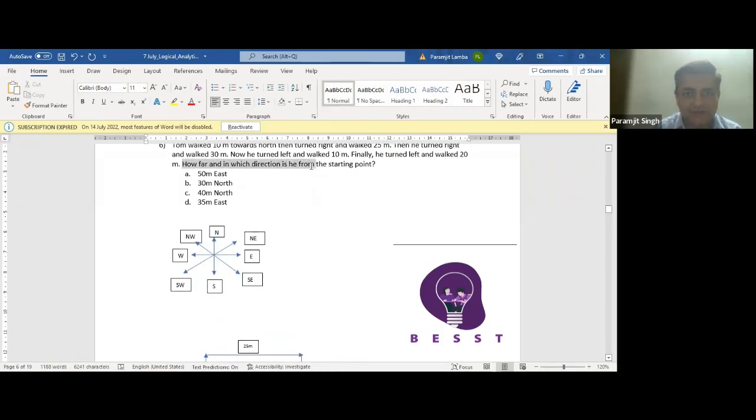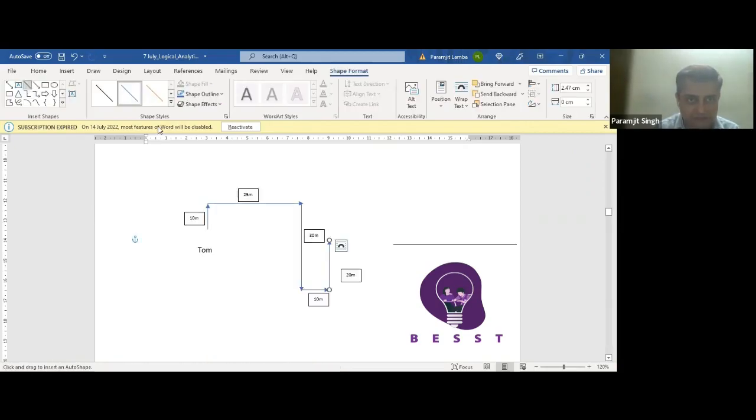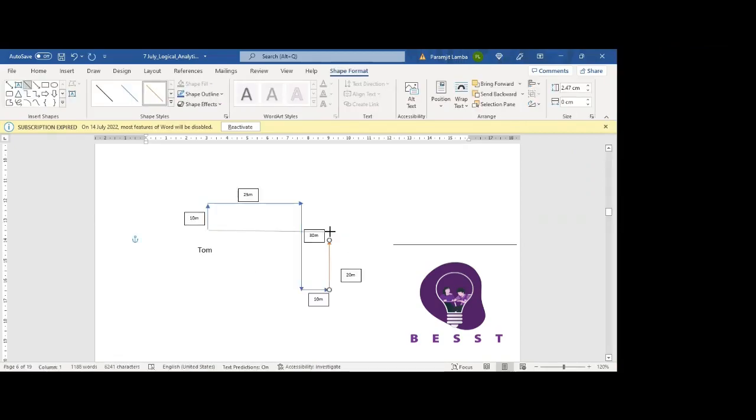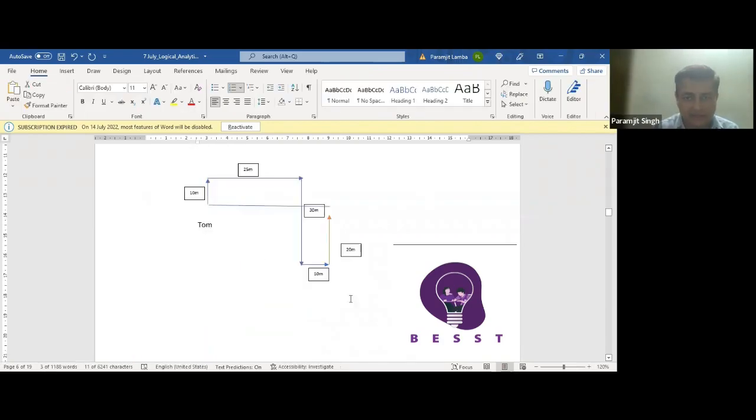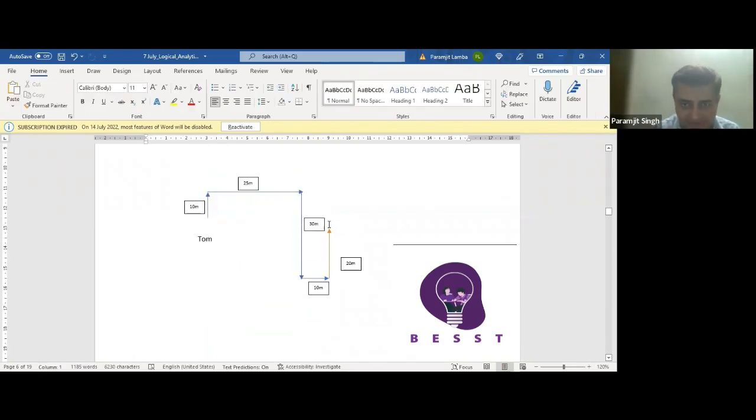How far and in which direction is he from the starting point? So what do we have to measure? So 35 meters. Very good. In which direction? Which is this direction? East. Very good. This is north, this is south, right side is east and left side is west. So he is on the east and 35 meters.